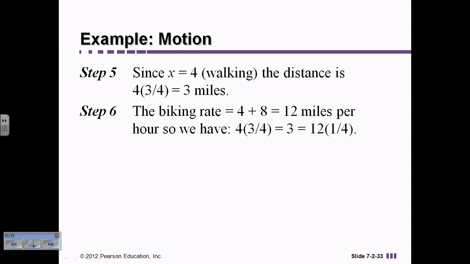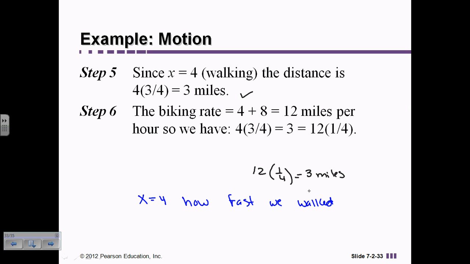Let's go back for a second. Let me remind you of something. Remember that our question was, how far is it to the workplace? Everybody remember that? So when we got x equals 4, that does not represent how far it is. This represented how fast we walked. I want to know how far it is to work, so I have to substitute in, and we substituted into this one and got 3 miles.